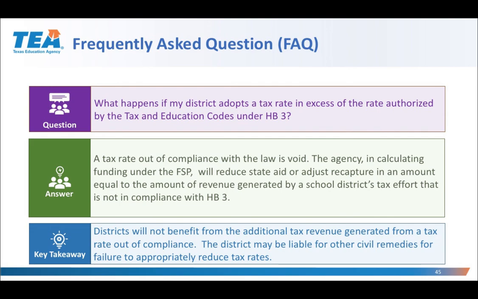What happens if my district adopts a tax rate in excess of the rate authorized by the tax and education codes under HB3? A tax rate that is adopted out of compliance with the law is void. The agency, in calculating funding under the FSP, would reduce state aid or adjust recapture in an amount equal to the amount of revenue generated by a school district's tax effort that was not in compliance with HB3. So districts would not benefit from the additional tax revenue. Furthermore, the district might be liable for other civil remedies for failure to appropriately reduce their tax rates.